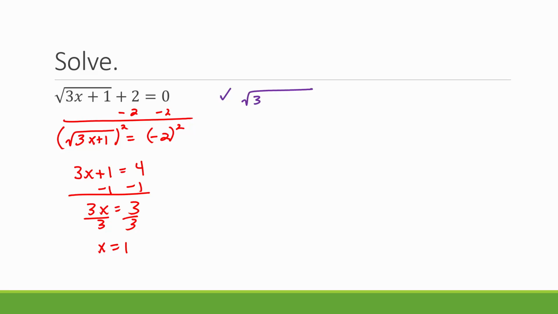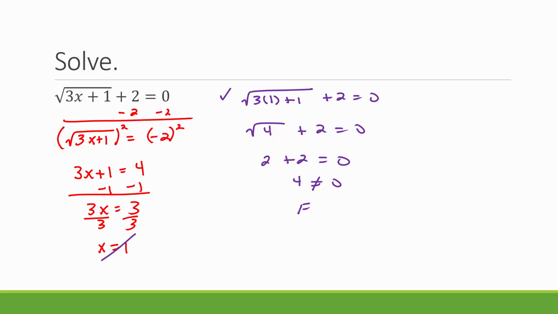So the square root of 3 times 1 plus 1 underneath the radical, and then outside the radical plus 2 equals 0. Back into my original equation. 3 times 1 is 3, plus 1 is 4, so I have the square root of 4 plus 2. The square root of 4 is 2, plus 2, and 2 plus 2 is 4, which is not equal to 0. So therefore, this is not a good solution. My answer would be no solution.